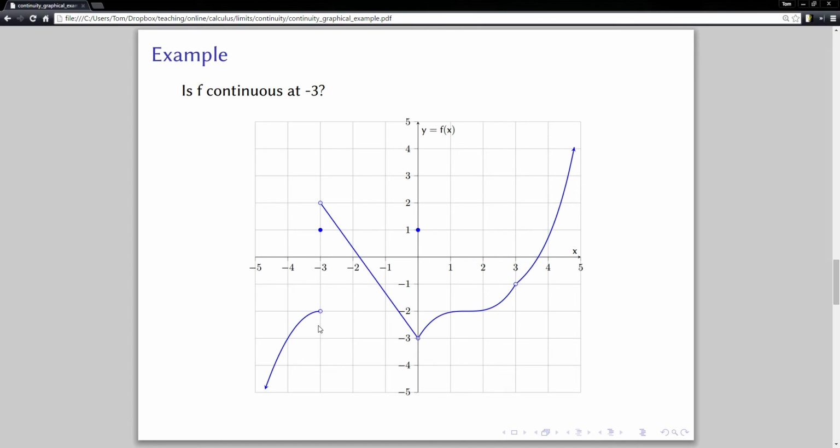What does that mean for the two-sided limit? Well, it means that the two-sided limit does not exist. Okay, so right away, condition 2 does not work for this function. So the function is not continuous at -3.